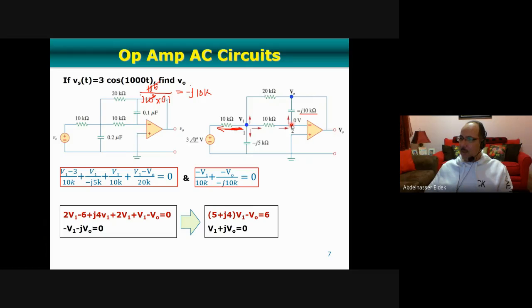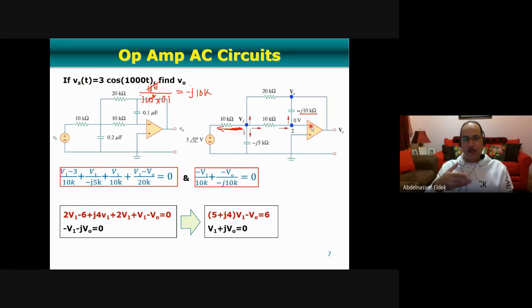So it will be 0 minus V1 divided by 10K. Okay, so it is negative V1 divided by 10K. And this one is 0 minus VO divided by negative J 10K. Okay, and we know that the third current is 0. Okay, that's it. So now we have two equations and two unknowns, which is V1 and VO.